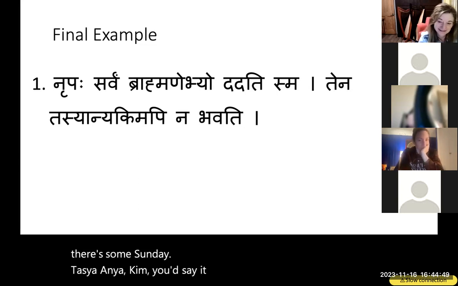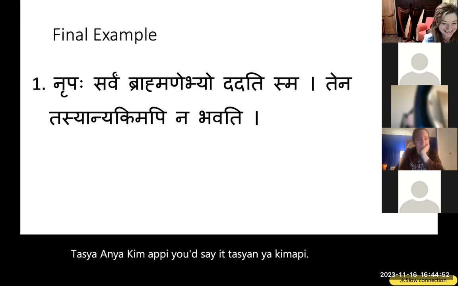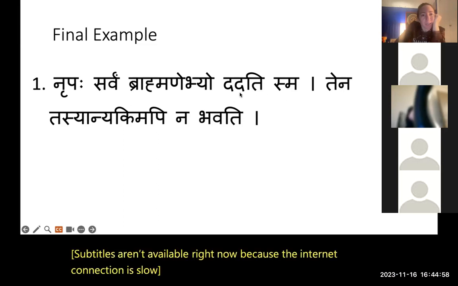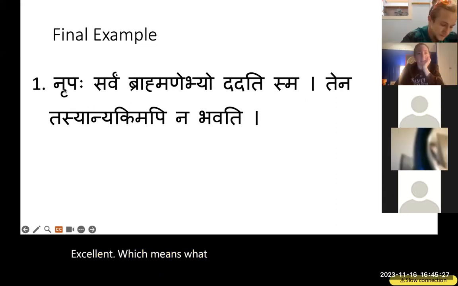Part 1. Let's see. Start with your verb. Dadati. Right. Do you remember the root for that? No. Dat. You're close. It's da. So dadati, he, she, it gives. What's this thing here? That puts it into the past. Perfect. Now, do you see a nominative? Nripaha. Excellent. Which means what? King. So my little sentence is the king gave.